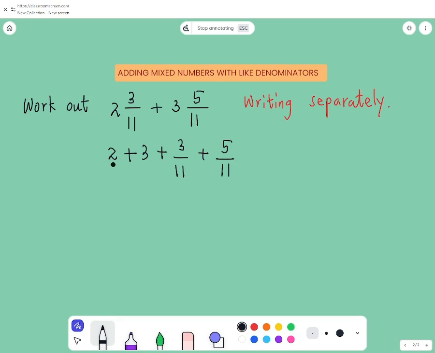So for the whole numbers, when you add 2 add 3, that is 5, and here the denominators are the same. I can write that one as the common denominator 11. Then 3 add 5, that is 8. Then the whole number and proper fraction, I can combine them and write 5 8/11.